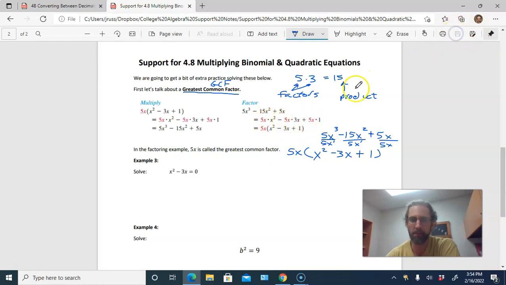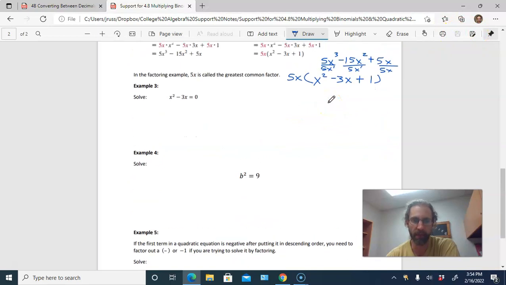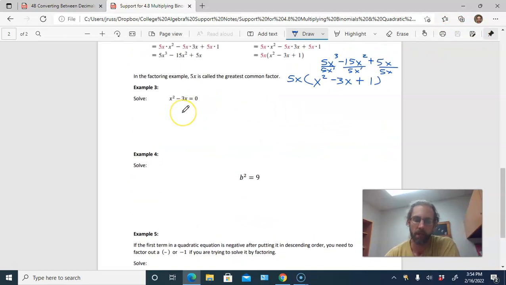The reason this is important is because on this example 3, sometimes these quadratic equations may be missing a term. So this is missing the constant term. So you've got the x squared term and the x term. So we can solve this one by factoring. But it's not a trinomial, it's just a binomial. So the only way we can factor it is by taking out a greatest common factor.